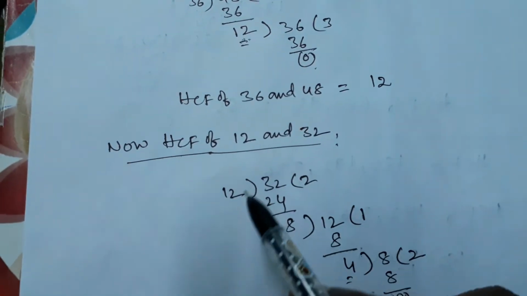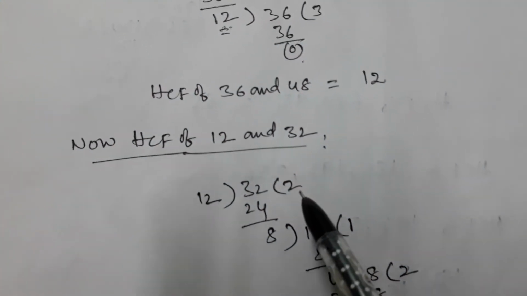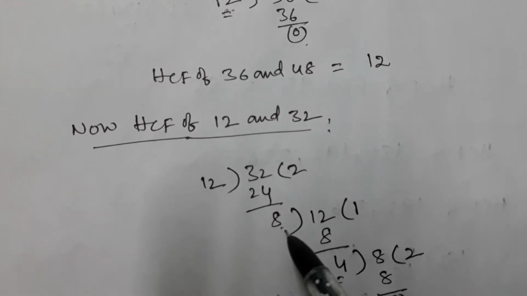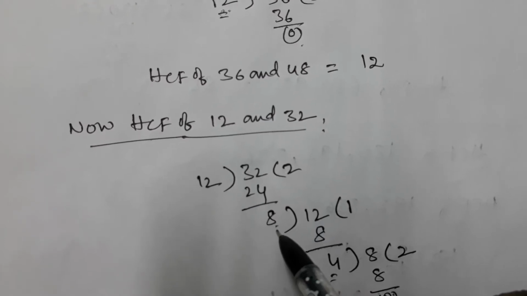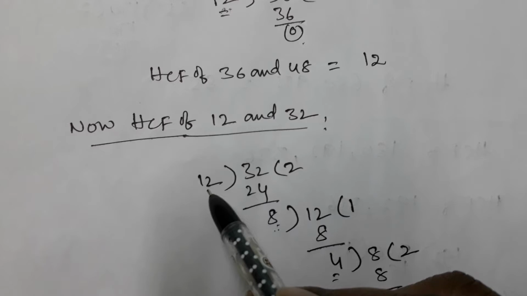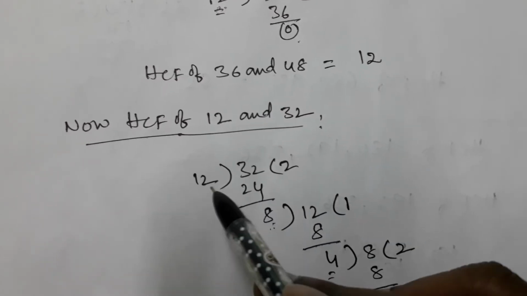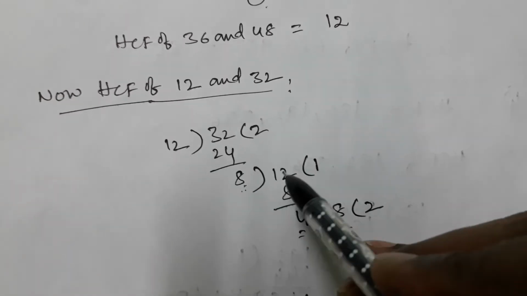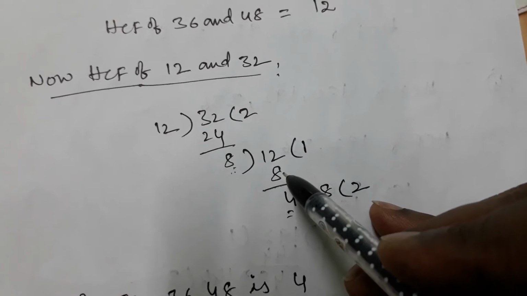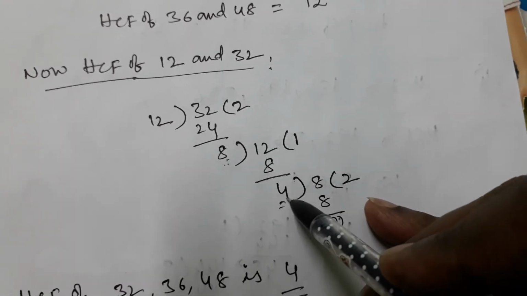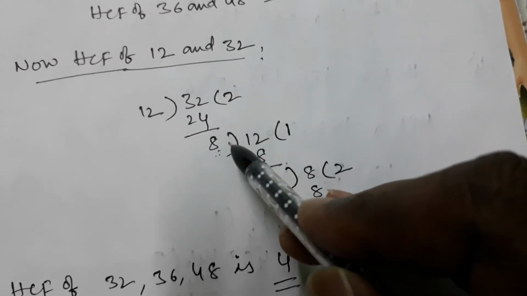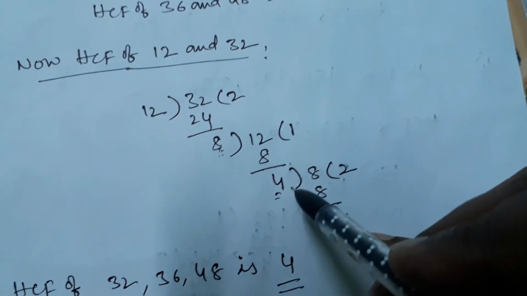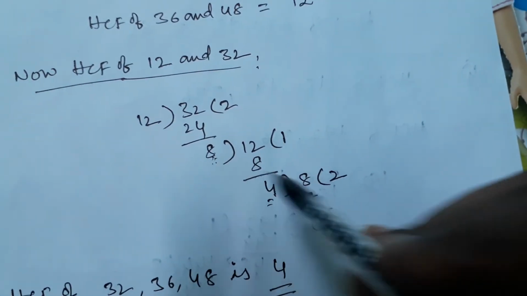Again divide 32 by 12. Then 12 twos are 24. Only 2 times is possible. Then the remainder is 8. Now if you get any remainder, with this remainder divide the previous divisor. The previous divisor is 12 now. Divide 12 by the remainder 8. 8 ones are 8. What is the remainder again? 4. Now again you got a remainder here. With this remainder divide the previous divisor, which is 8.